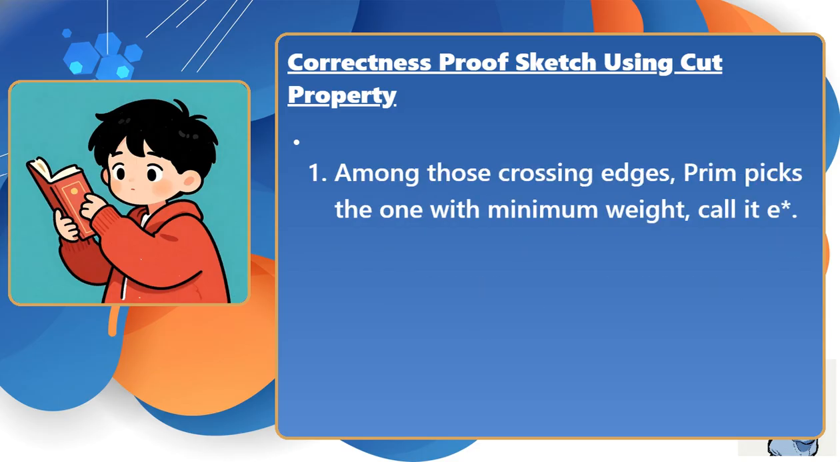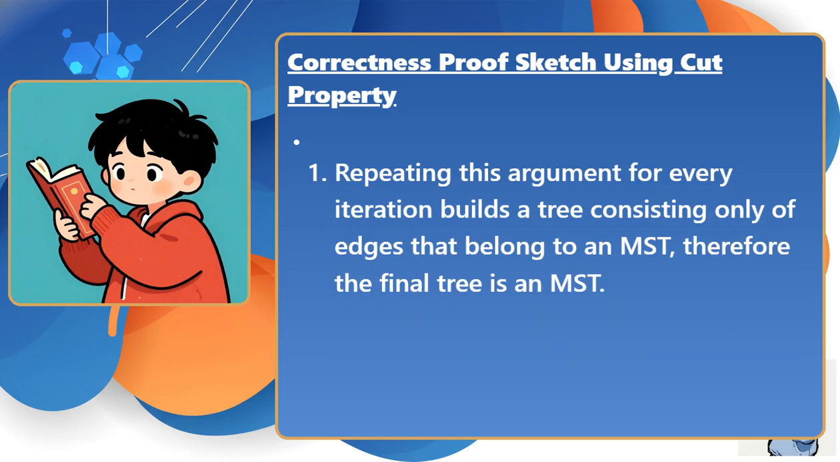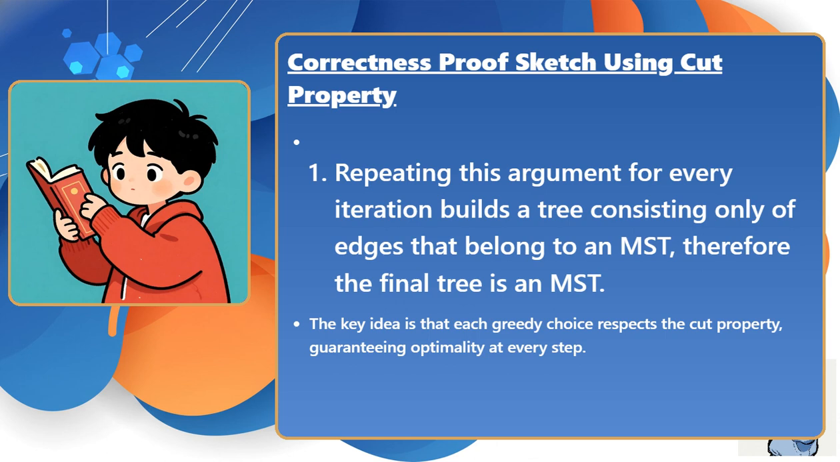2. Among those crossing edges, Prim picks the one with minimum weight, call it E star. 3. By the cut property, E star must be part of some MST. Adding E star to the current tree cannot create a cycle, because the other endpoint is still outside S. 4. Repeating this argument for every iteration builds a tree consisting only of edges that belong to an MST. Therefore, the final tree is an MST. The key idea is that each greedy choice respects the cut property, guaranteeing optimality at every step.